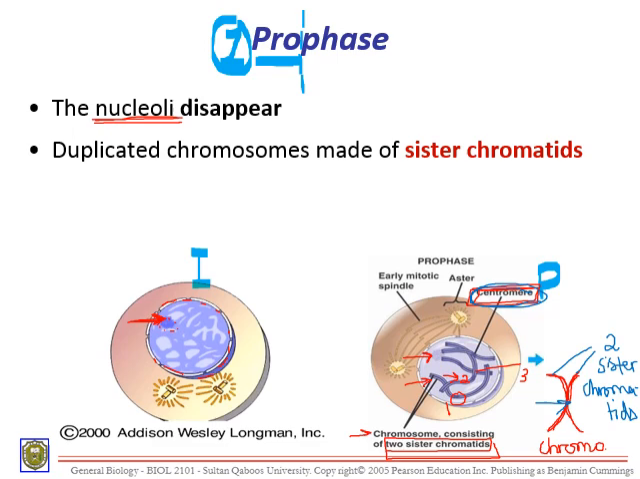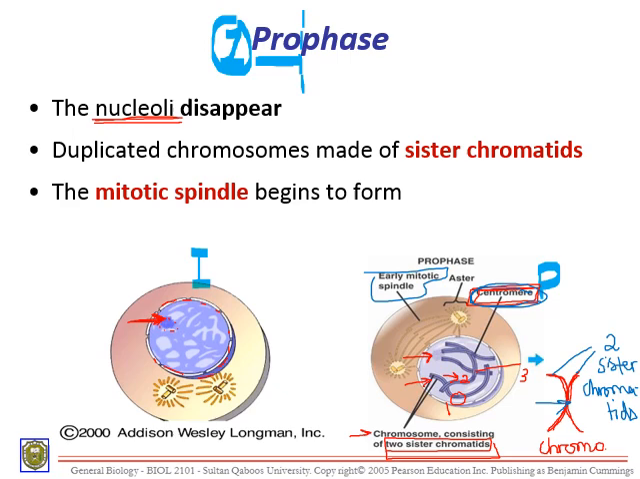And we also notice that the mitotic spindle is beginning to form. Notice on this figure on your left that you had an aster. But now you have the mitotic spindle beginning to arise, and also the asters or the centrosomes are moving to opposite poles. This one is moving to this side, and the other one is moving to the opposite side. Okay, that's what happens in prophase.